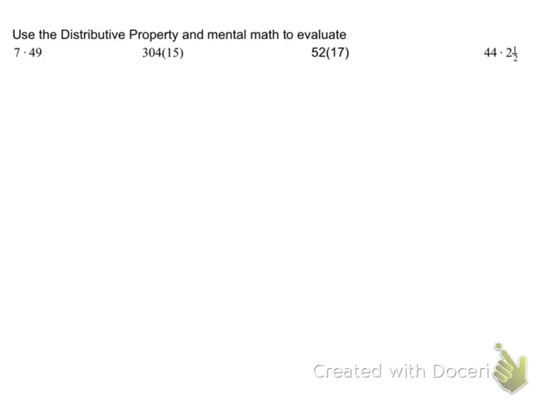So, 7 times 49. How can I multiply 7 times 49 without a calculator efficiently? Maybe 7 distributed to 7 times 7. Okay. We could say 7 times 7 times 7. But we'd still have to know 7 times 7, which is 49, times 7. That could get a little tricky.